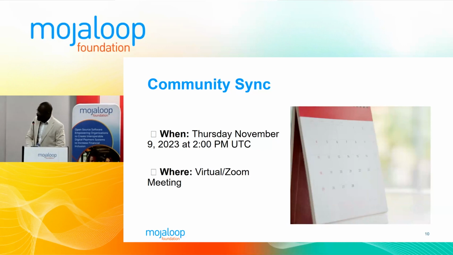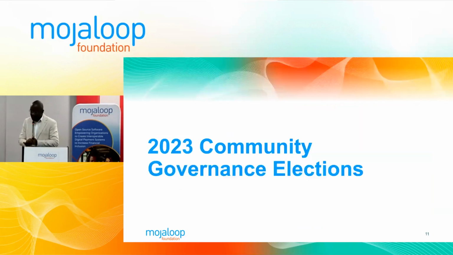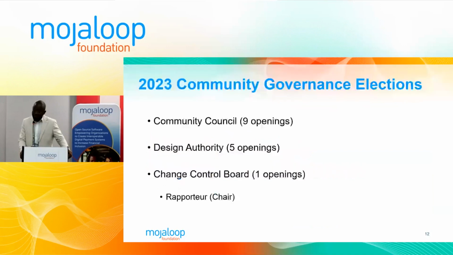Next slide. This is the last thing I want to cover. Every year we have elections to choose our leaders. Next slide. We've got 3 community, 4, including the product council now, but 3 community governance groups. We have the community council. This is the representative governing body of the Moja community. They essentially have oversight of pretty much everything that happens in the community. We have 9 openings, 9 people that need to fill that slot.